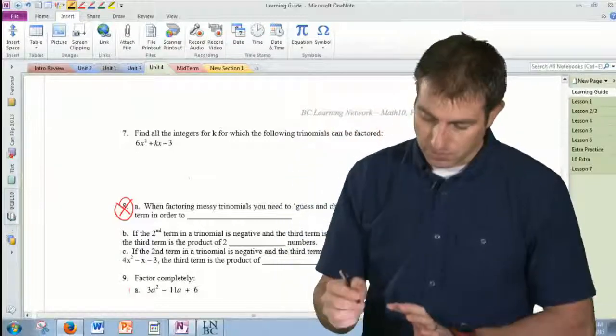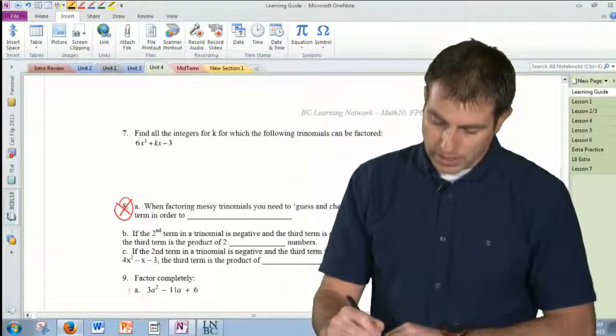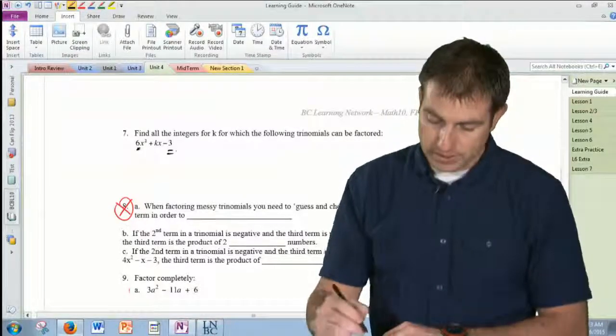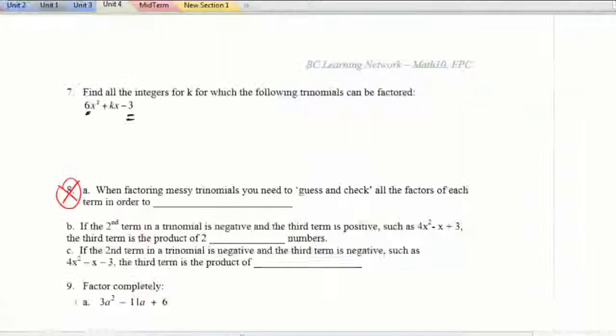In this example, it doesn't work. I have these two numbers, and this is the AC method. Because there's something in front of my squared term, I have to do the long method. So I multiply a and c, and I get 6 for a and -3 for c, which gives me -18. So I need to know all the factors of -18. So for the integers k, which of the following can be factored?